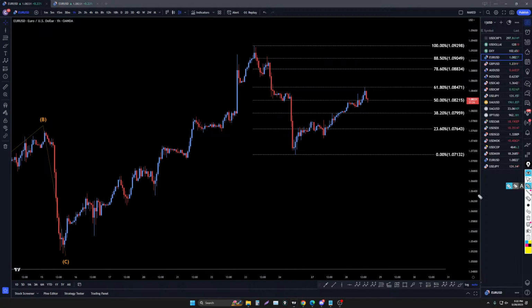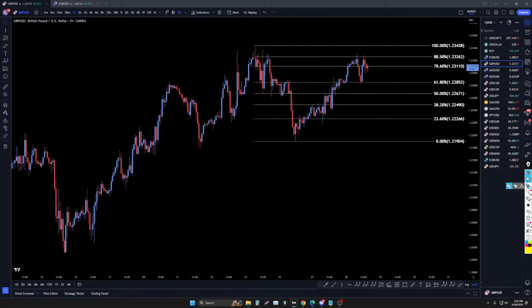I've been long on the euro since right here. I've been long on the pound, and I've been short on the Canadian for the past couple of days, and I'm definitely not getting out of anything. If it does this, then I'll probably just get in again. I'll add another position. The pound has been a real good one.